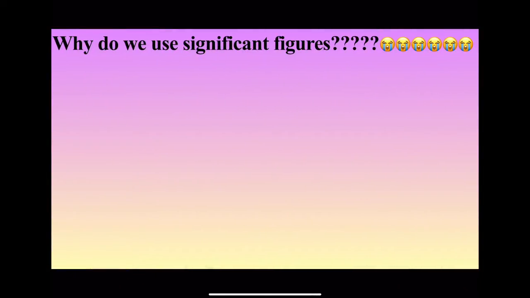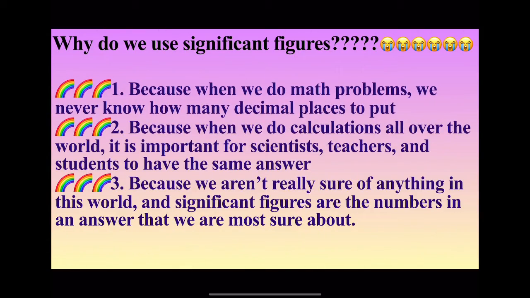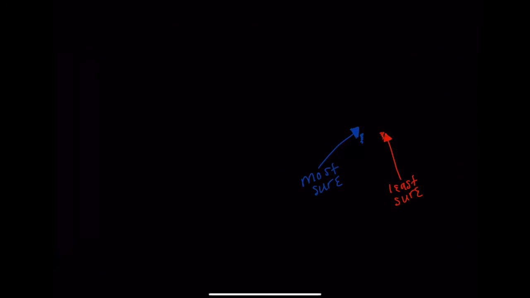So, why do we use significant figures? Because in my class, when we do calculations, no one knows how many decimal places to put. And when scientists and teachers and students all over the world have to do math problems, we need to make sure that we have a set of rules that gives us the same answer. And we're not really sure of anything in this world. But the numbers on the left side of our answer are the ones that we're most sure about.